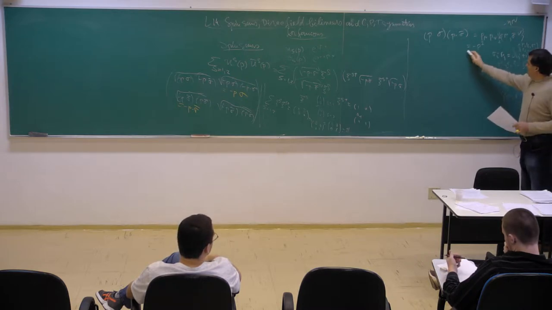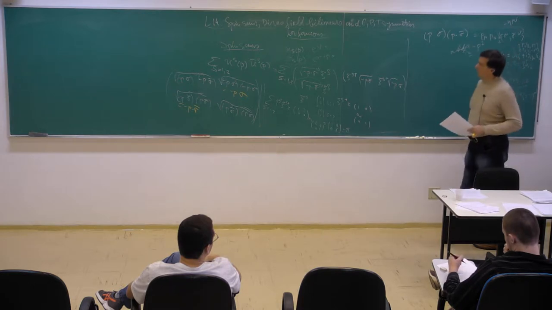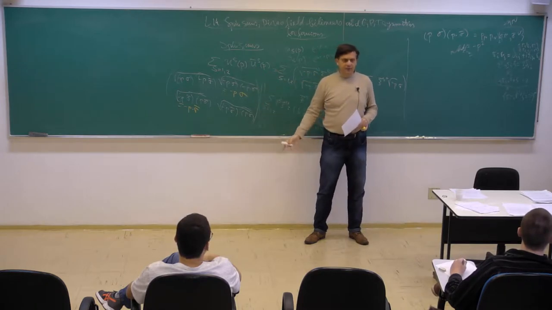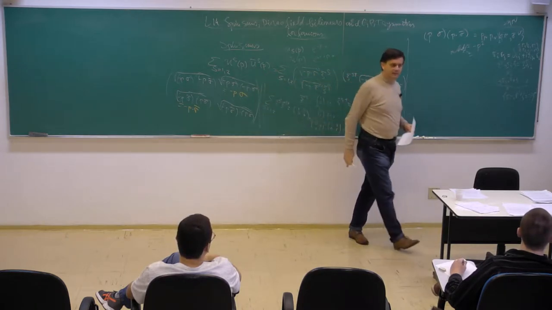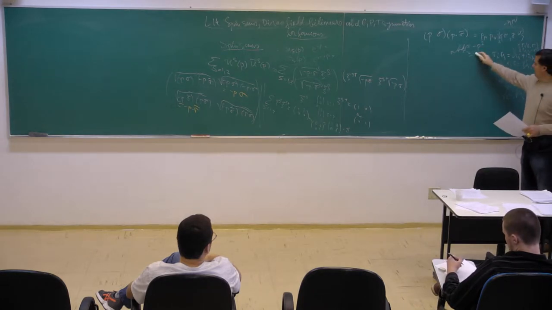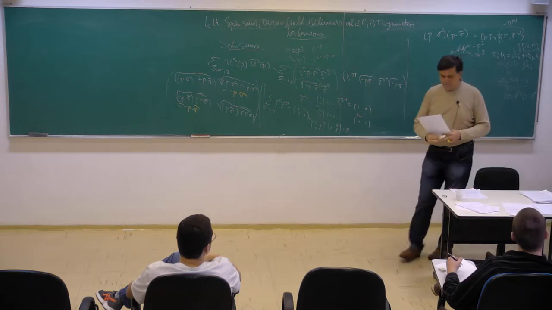So on shell, which is what I mean when I write u of p and v of p, I mean the solutions of the Dirac equation, which are on shell. And on shell, minus p squared is equal to m squared. Right? Okay.